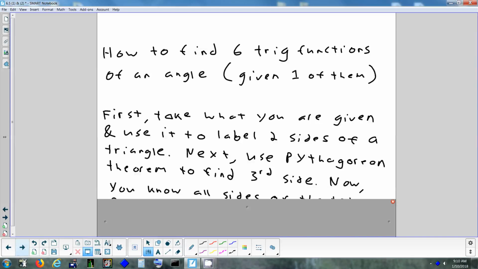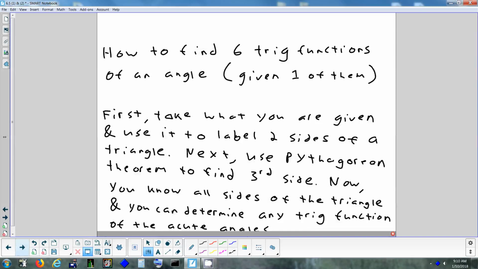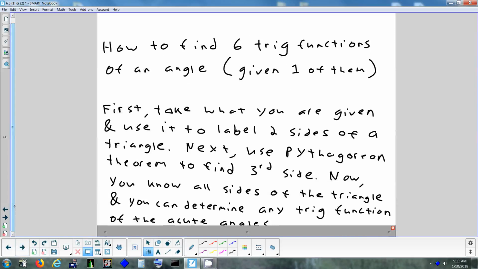If you get that, you don't really need to write this down. If you don't, then I would write it down. So take what you're given and recognize that that is 2 sides of the triangle. In this case, the opposite is going to be 5, the hypotenuse is going to be 6. Use the Pythagorean theorem to get the third side using that information. And at this point, you know all the sides in the triangle, so you can find anything you want.